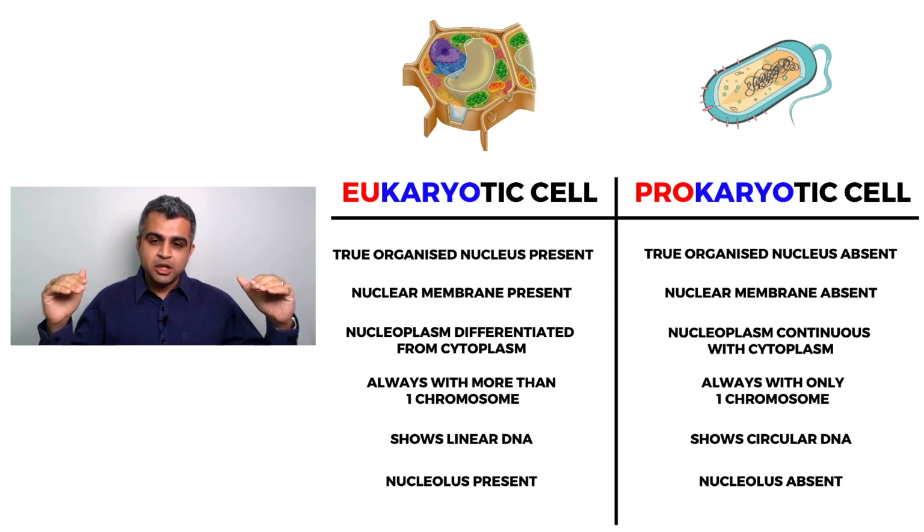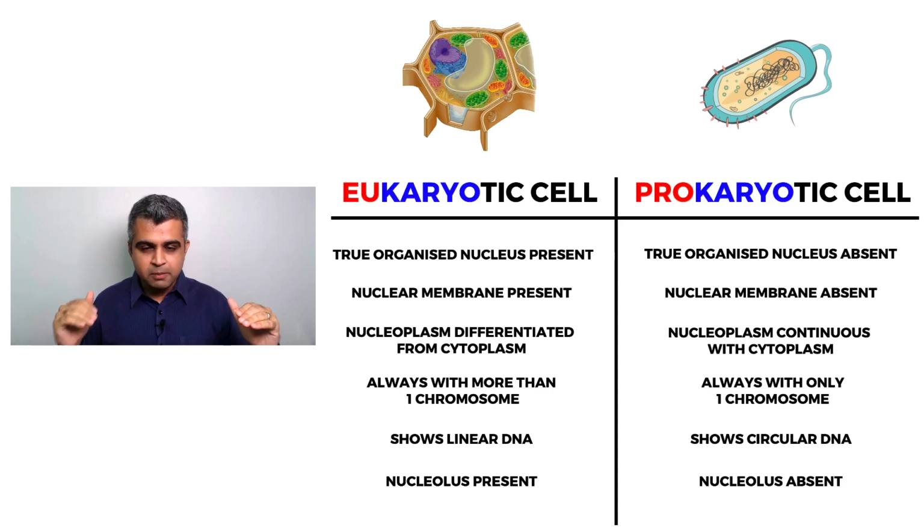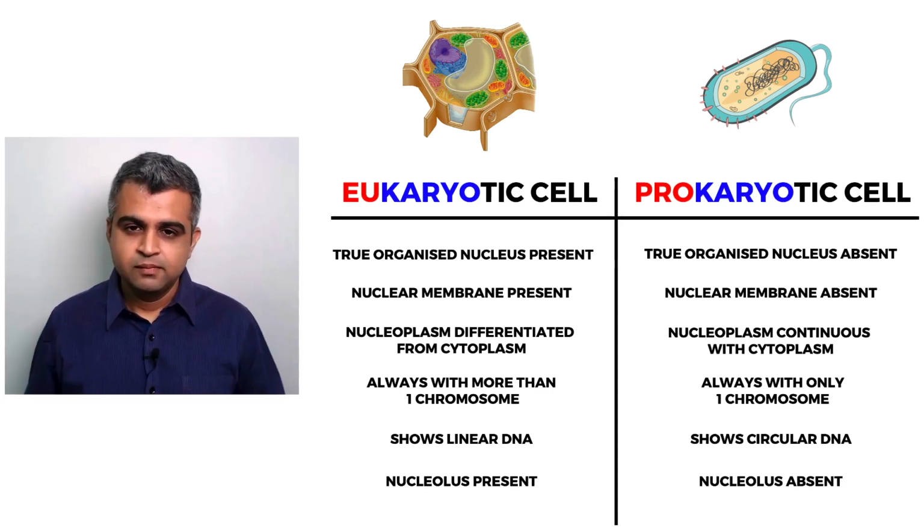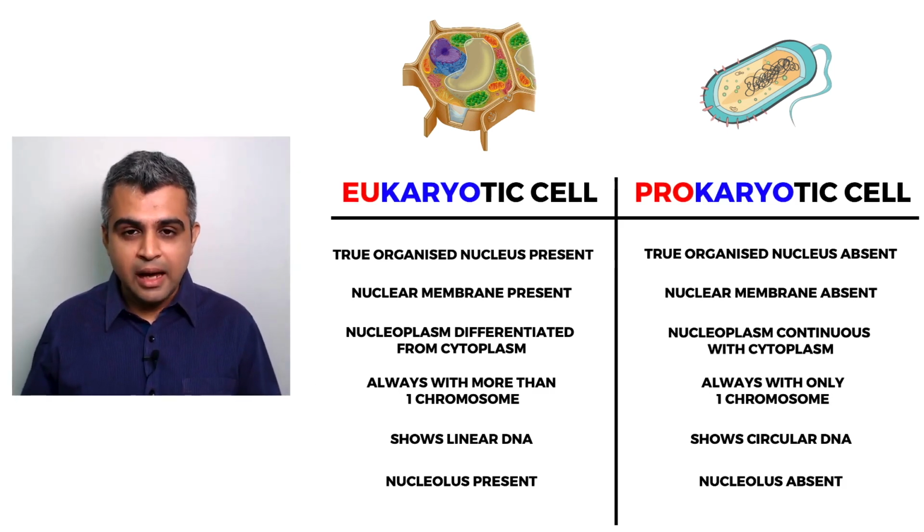Nucleoplasm will be differentiated from cytoplasm. Nucleoplasm is continuous with cytoplasm. Will always show more than one chromosome, will only show one chromosome. Will have linear DNA, will have circular DNA. Nucleolus will be present, nucleolus will be absent. Is everybody absolutely crystal clear about these points?